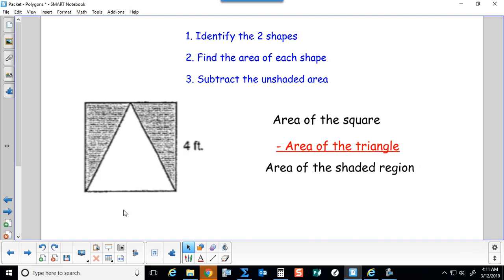In our final example, we have a square and a triangle. We'll take the area of the square minus the area of the triangle, and that will give us the area of the shaded region.